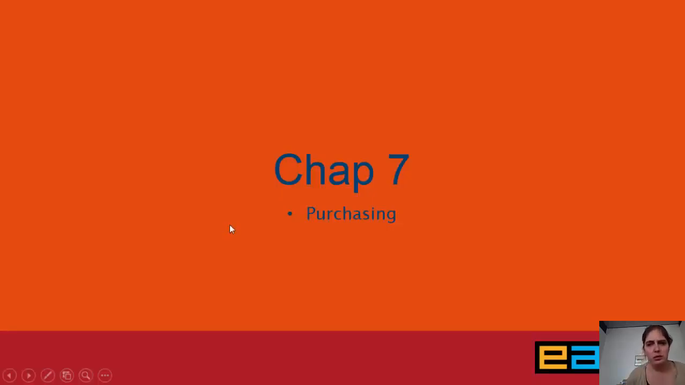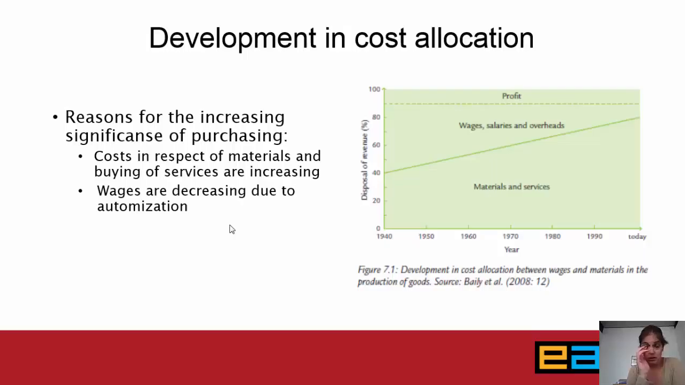Yes, today we're going to work on chapter 7 about purchasing. The first slide here tells us something about the development in cost allocations. So how have the costs in purchasing changed over time? Some of the reasons why purchasing has become increasingly significant in the company is that this is somewhere where we can try and save money.